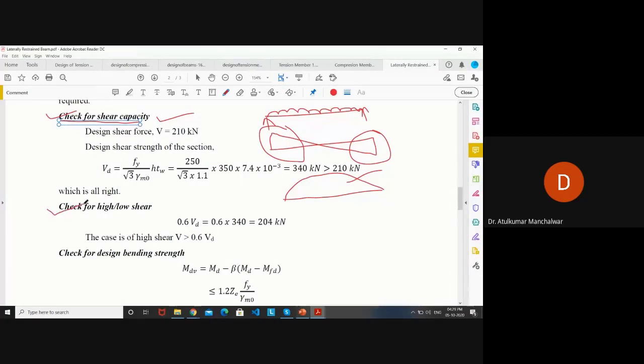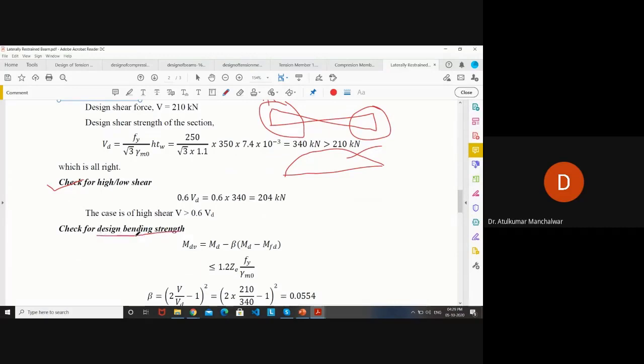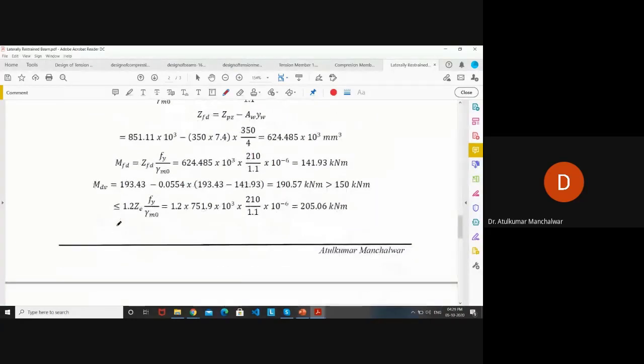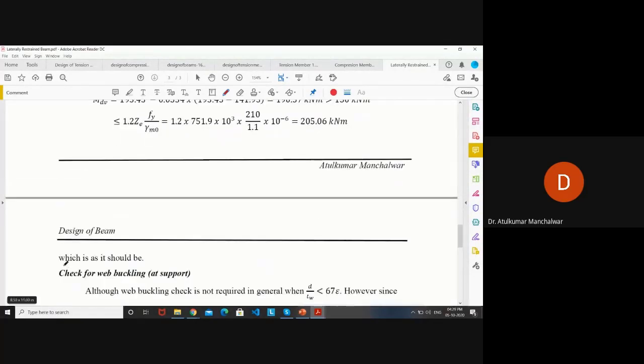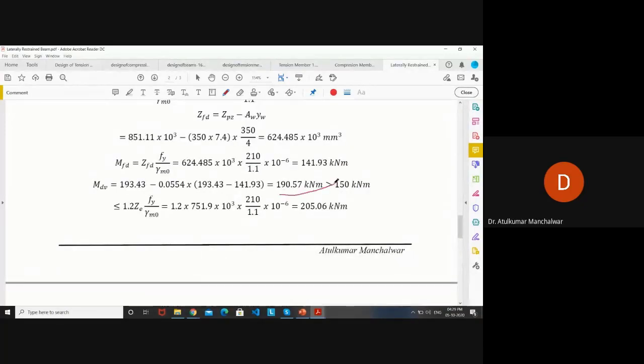Then check for high and low shear and bending strength. That means failure due to flexure and bending. So you need to check for the bending strength also. The bending strength of your particular member should be more than the bending moment generated. This is the strength of your member, and this is the bending moment generated due to loading. Due to this relation, we will say that our member is safe in the bending.